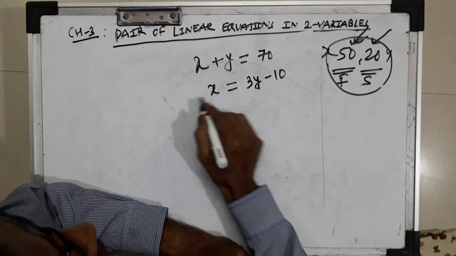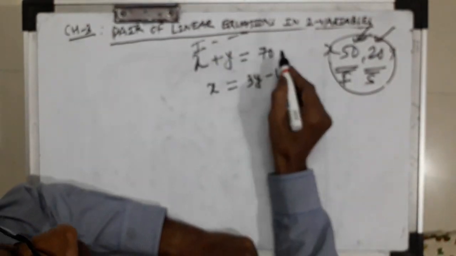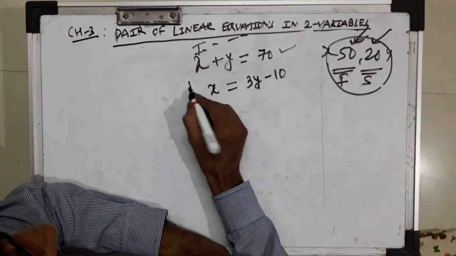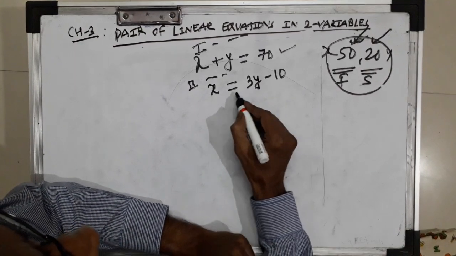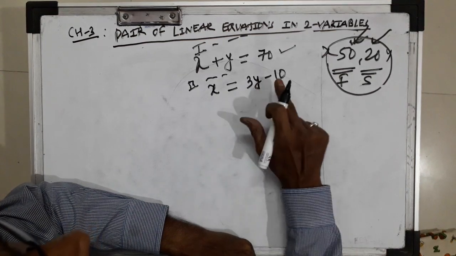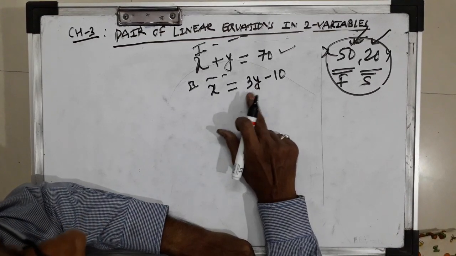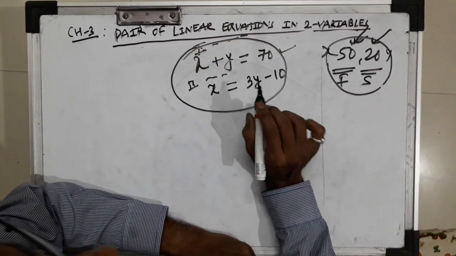So x is equal to... you should know the reading method for these equations. By the first condition, the sum of the two numbers is 70. By the second condition, if they provide you that father's age is 10 years less than 3 times his son's age, right? In this way you have to form the equations.